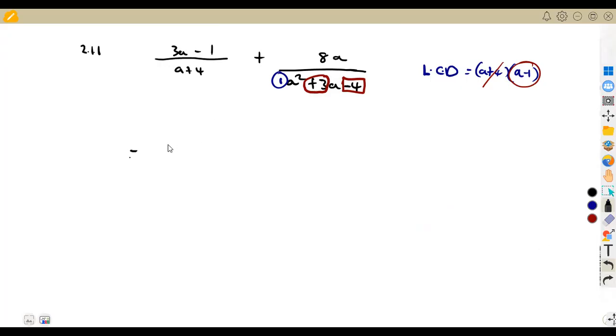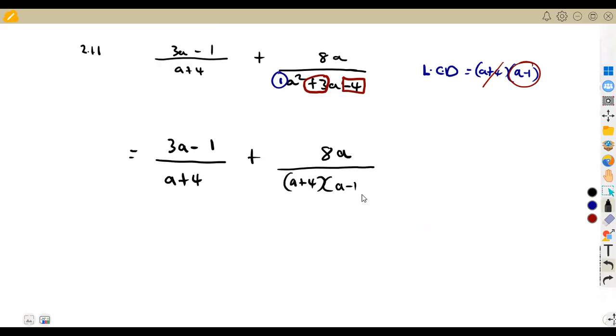So this is what is going to happen. 3a minus 1 over a plus 4, plus 8a over, remember here we factorized and we got two brackets, which are these ones, a plus 4 into a minus 1. So this is what you're going to do.